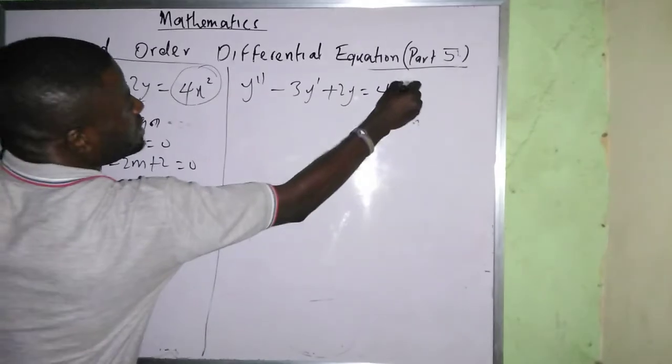Now it means my y prime of p will be equal to 2ax plus b. Now, my y double prime will be 2a. Now, I will come back to my initial equation, which is equation 1: y double prime minus 3y prime plus 2y equals 4x squared.